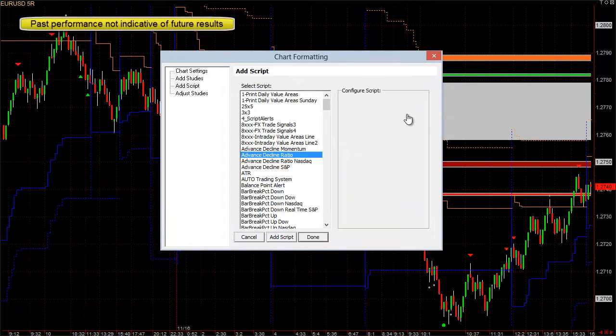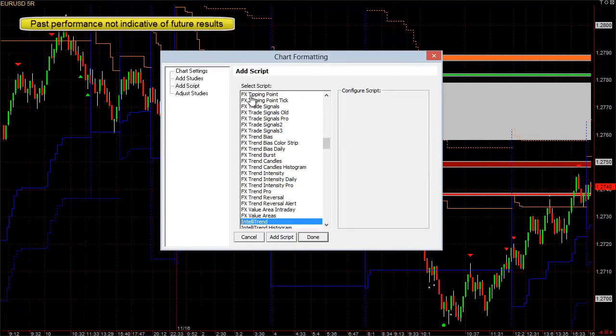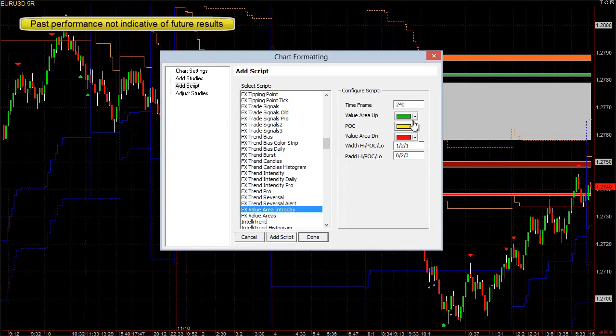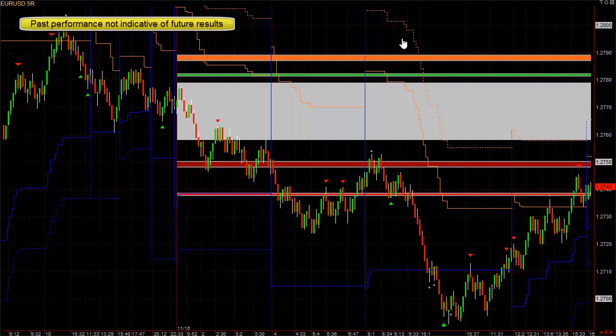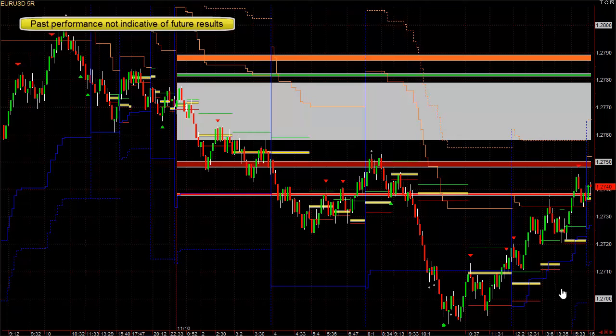And I do this myself. I like to know what the previous hour's value area intraday is. So you can set this to 60 minutes. And this is actually going to download tick data and show you every hour of the day where most traders have their positions. The yellow line is the previous hour's.